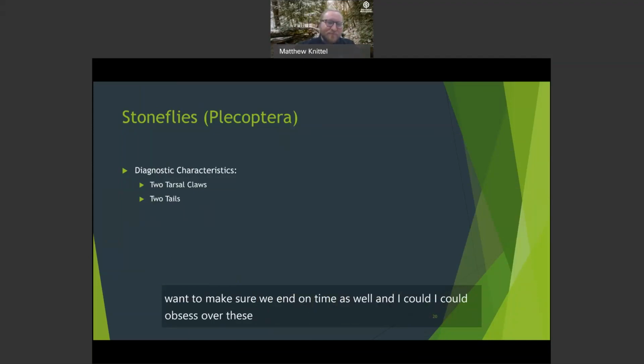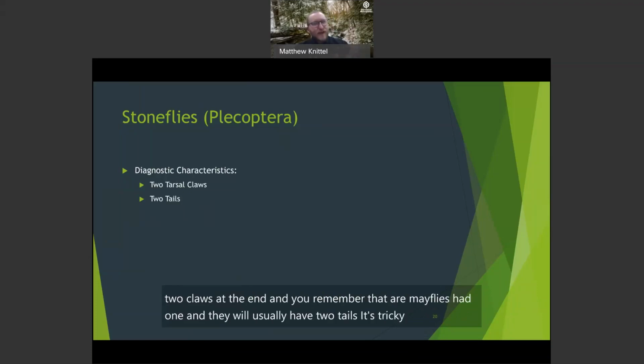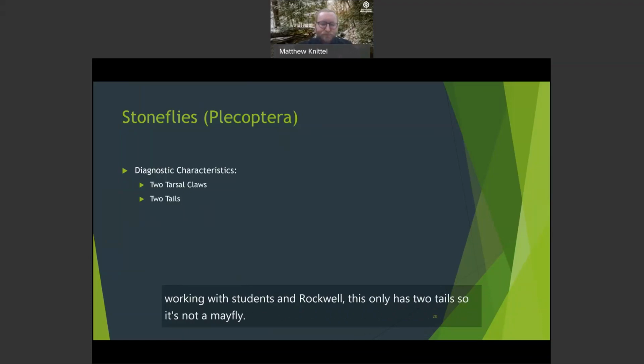Stoneflies, or Plecoptera. So their diagnostic characteristics are they'll have 2 dorsal claws, so 2 claws at the end. And you'll remember that our mayflies had 1, and they'll usually have 2 tails. It's tricky sometimes when you're sampling because sometimes those tails are fragile and can break off. Same with the mayflies. So that can be tricky if you're working with students and they're like, well, this only has 2 tails, so it's not a mayfly. But usually you can see that one's broken off.